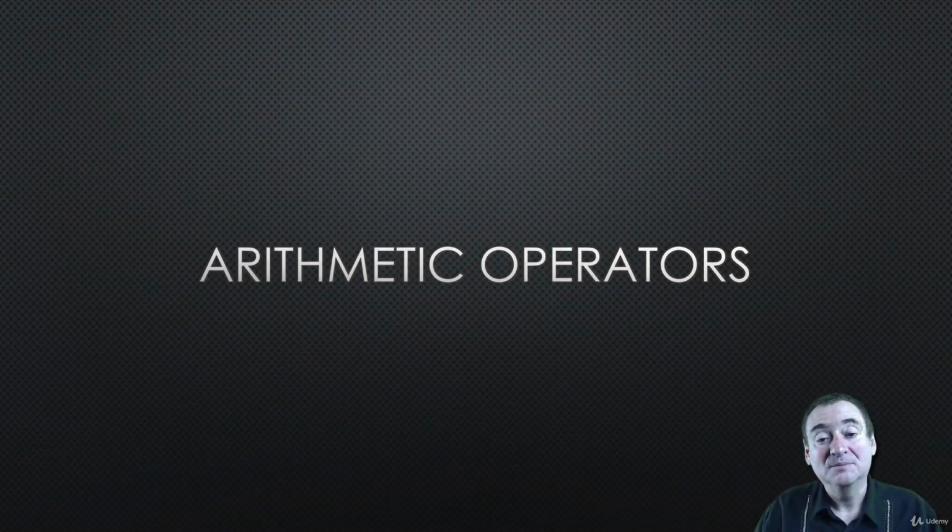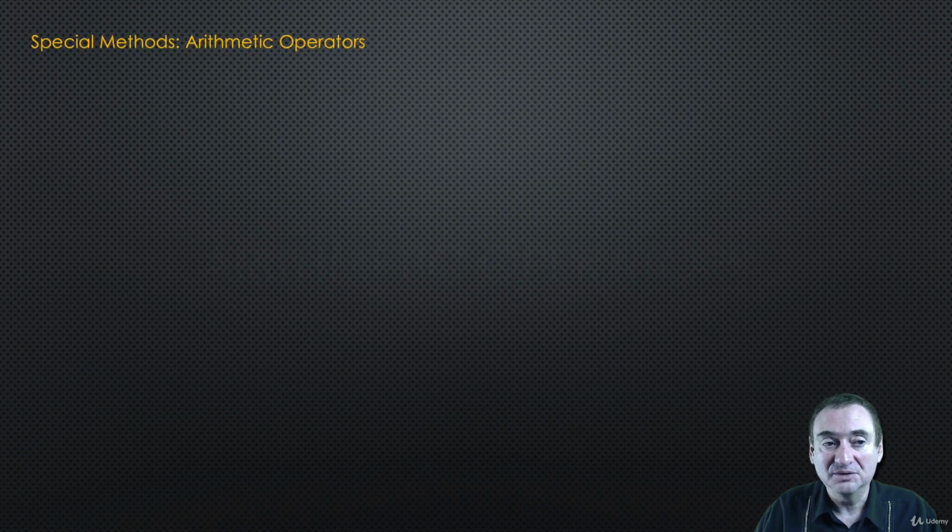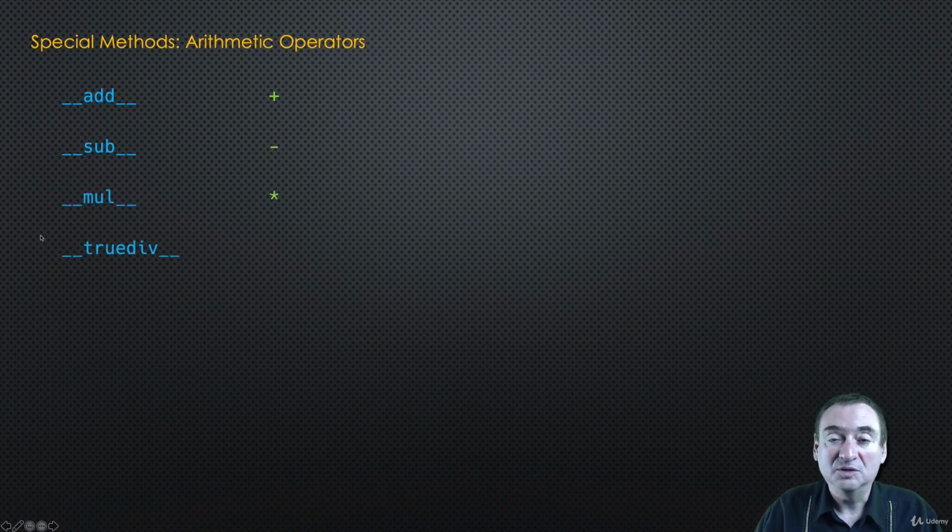Hi, and welcome back. In this video, we're going to take a look at some arithmetic operators that we can implement using these special dunder methods. We have, for example, the dunder add method. That's to implement functionality for the plus operator. We have the same thing with subtraction. We have the dunder sub, and we have the dunder mul for multiplication.